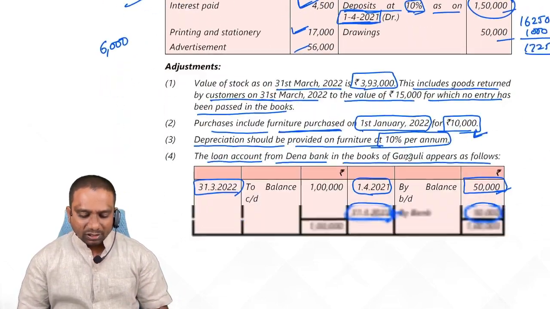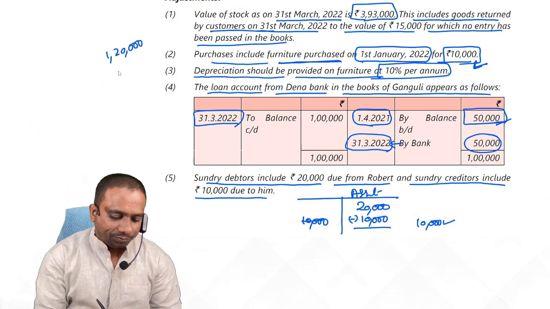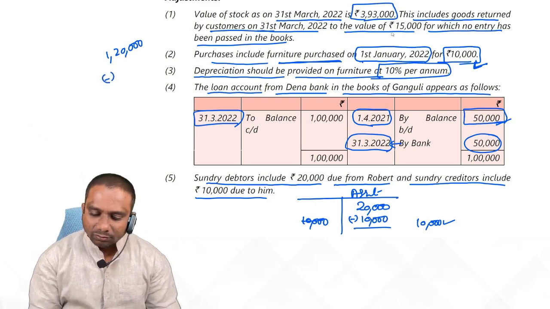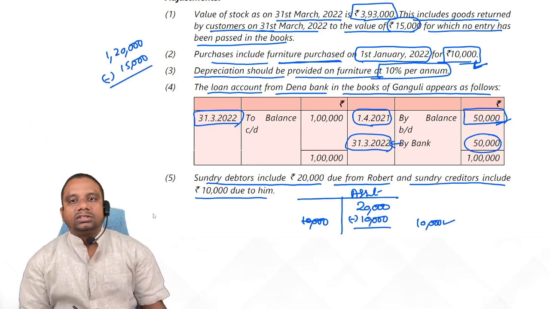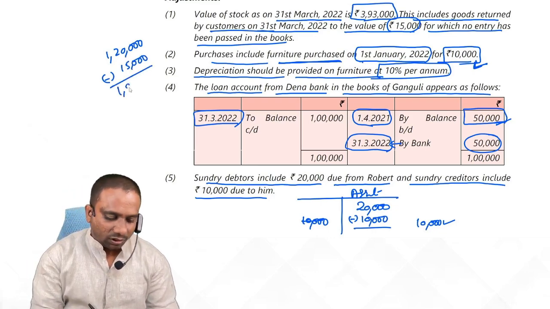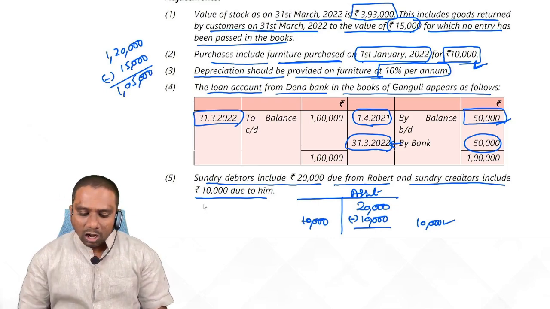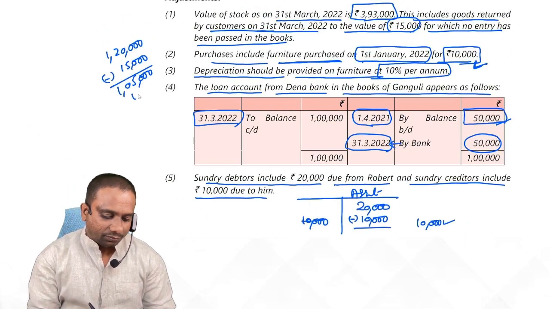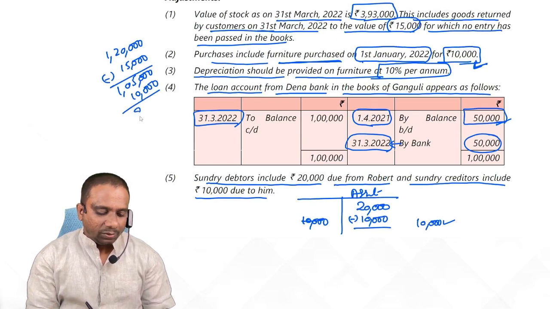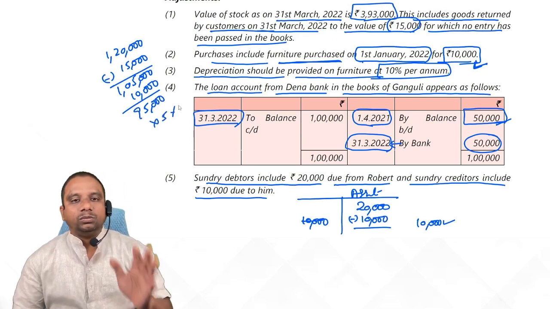Debtors are 1,20,000. From this, 15,000 is sundry sales returns. So 1,05,000 remaining. Out of them, debtors include creditor also, so deduct 10,000. What is the remaining amount, student? 95,000. On that, calculate 5% provision.